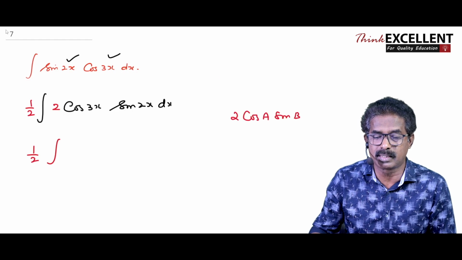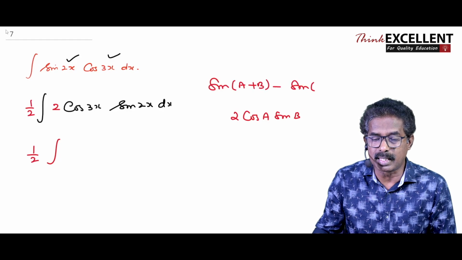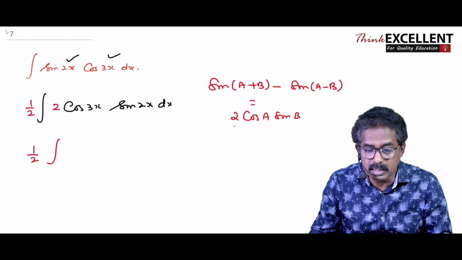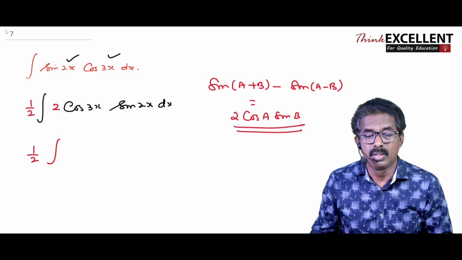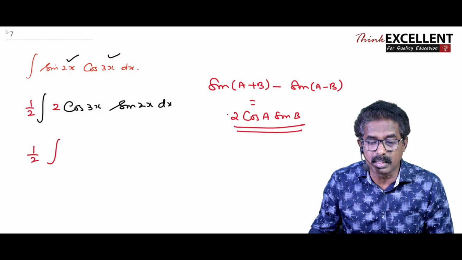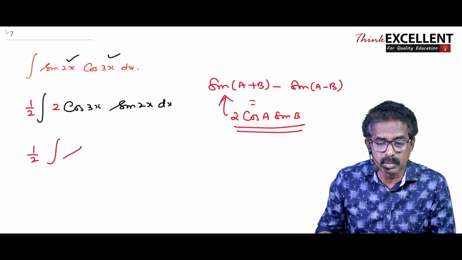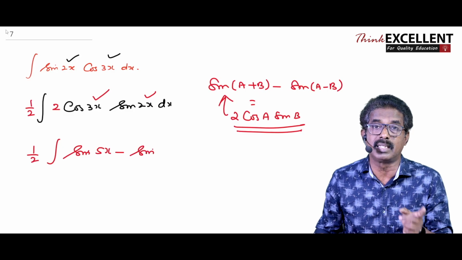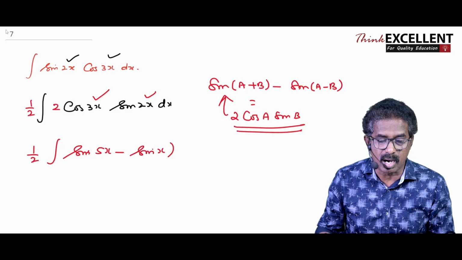அது எதோட expansion? Sin a plus b minus sin a minus b. Sin minus sin is 2 cos sin. Sin a minus b. This is what we have. 2 cos a sin b can be written like this. Correct? அப்போ நீங்கள் என்ன எழுதணும்? Sin a plus b, 3x plus 2x, 5x, minus sin a minus b, 3x minus 2x, is x, dx.